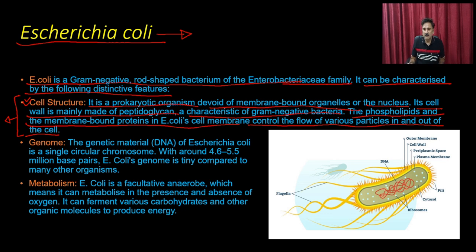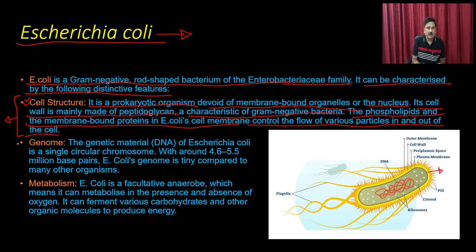So, this is the cell wall that is present, right. And this cell wall is selective. Within the cell wall you have the plasma membrane, and that plasma membrane is selective, so that it allows the entry and exit of particles. What you see here is that it also has flagella and other kinds of material, so that the bacteria can swim and reach food particles and other things.